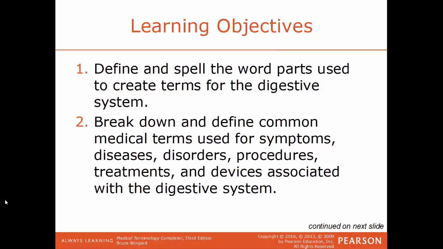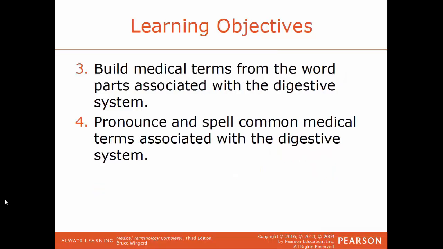Define and spell the word parts used to create terms for the digestive system. Break down and define common medical terms used for symptoms, diseases, disorders, procedures, treatments, and devices associated with the system. Build medical terms from the word parts associated with the system. And lastly, pronounce and spell common medical terms associated with the digestive system.